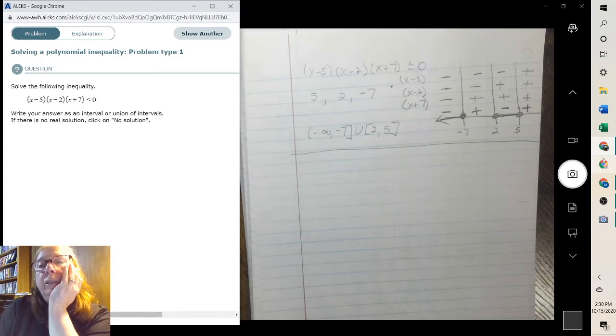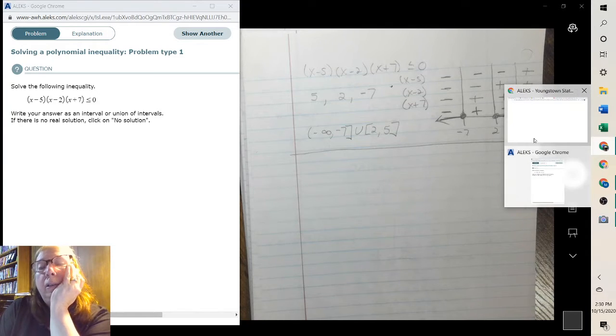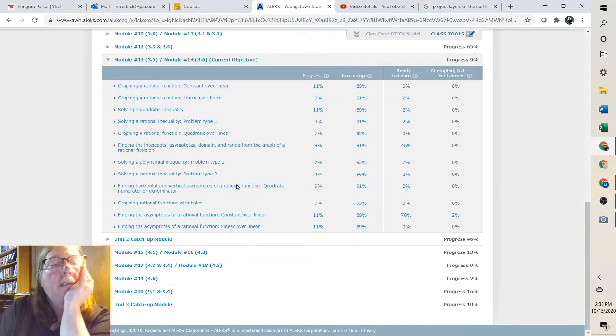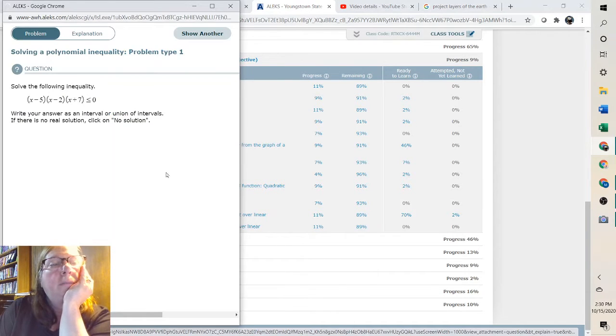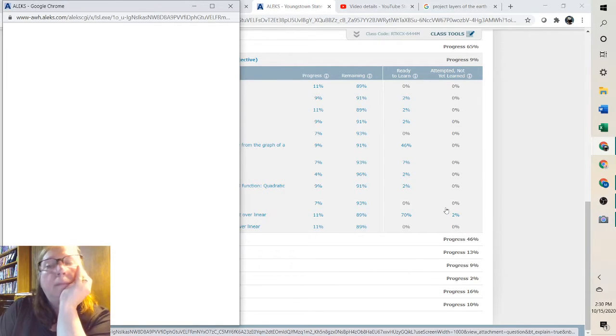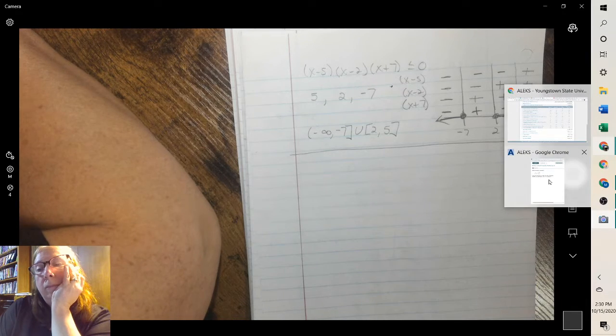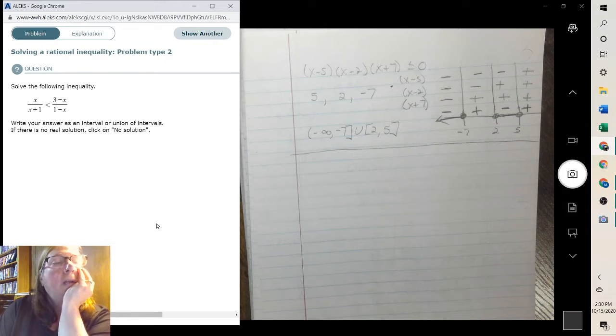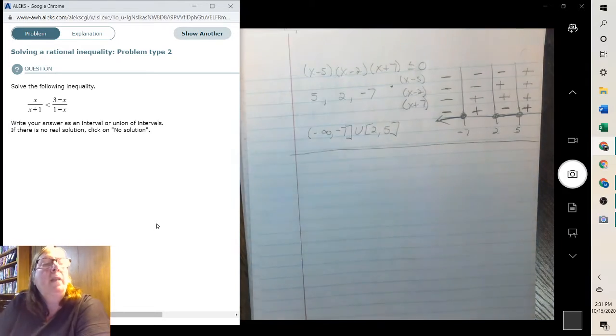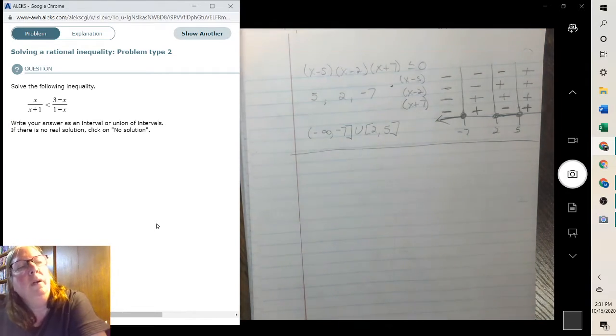There's one other one I wanted to include here. It is this one. I was thinking we did these already. Solving a rational inequality problem type 2.